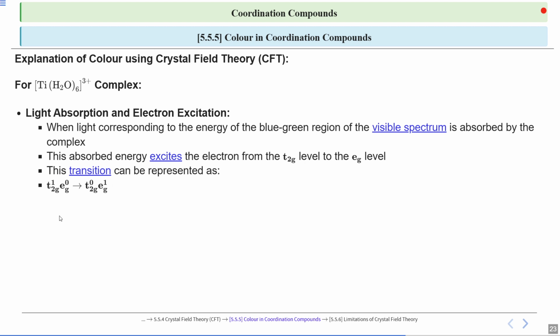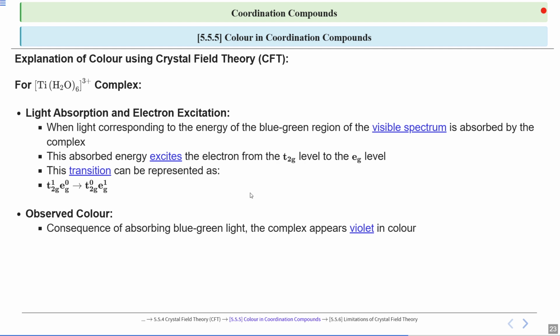The observed color. So what will be the observed color for the complex? As a consequence of absorbing blue-green light, the complex will appear violet in color. Because it is absorbing blue-green region light, it will show the complementary color, which is violet. So the complex will appear violet in color.